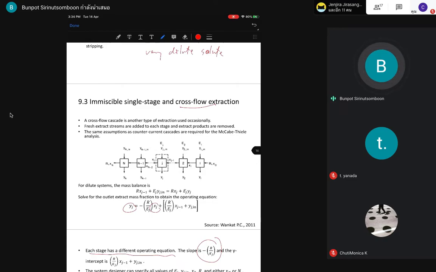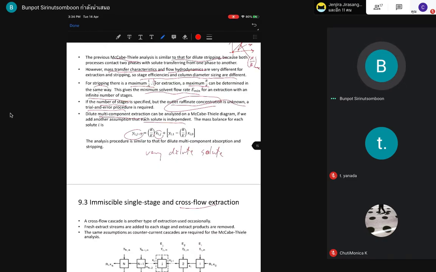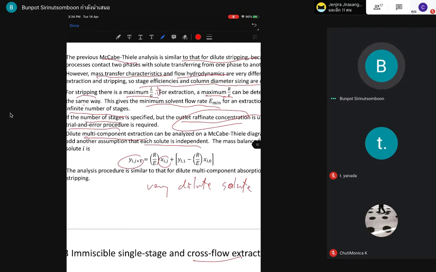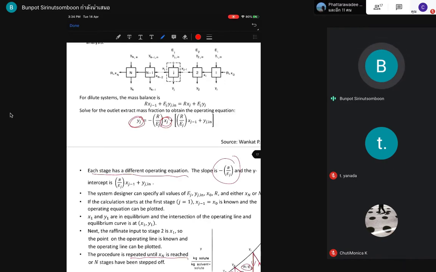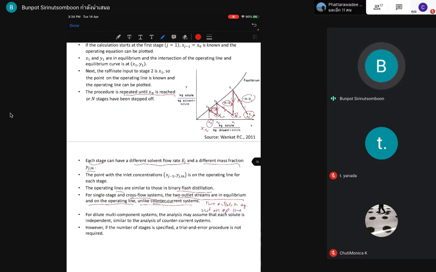Again, let me say it again. For counter current, yj plus 1 and xj are on the same operating line. But for cross flow, it's yj and xj. So that's the difference between cross flow and counter current.